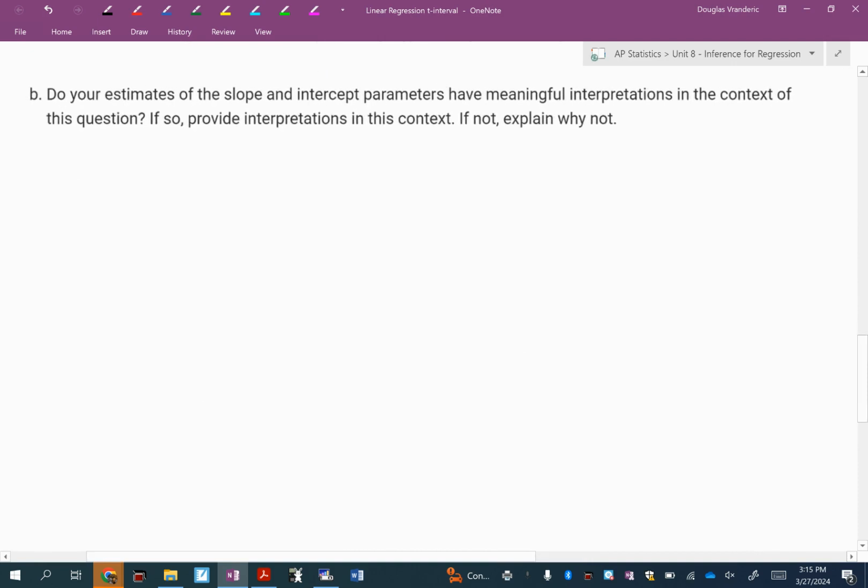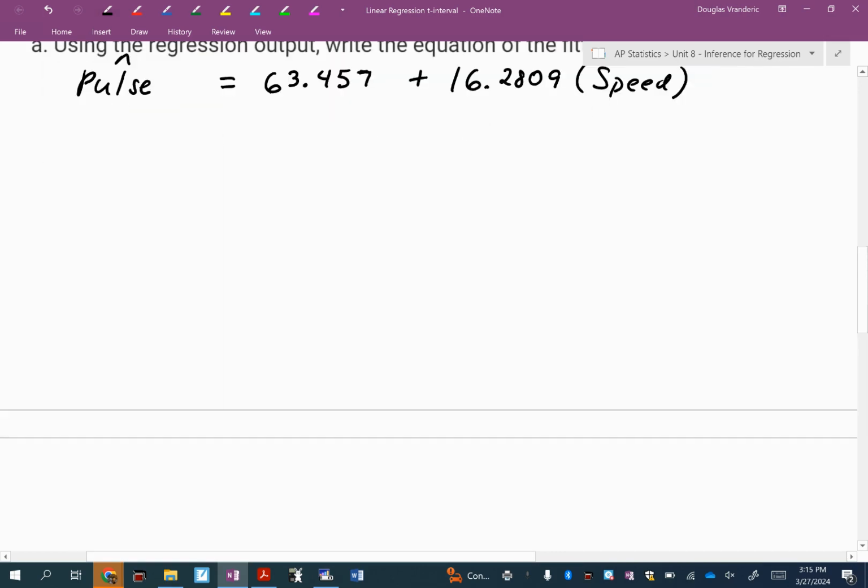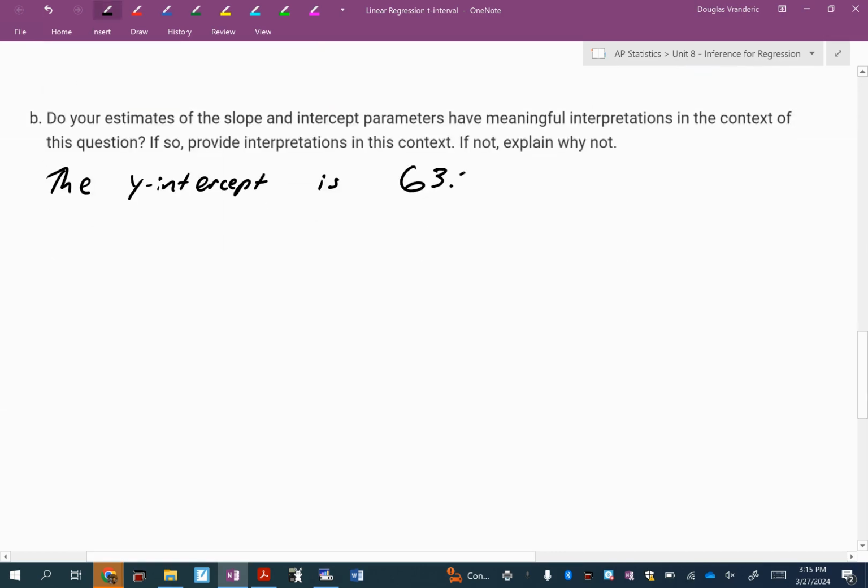Do your estimates of the slope and y-intercept have meaningful interpretations in the context of this question? If they do, provide the interpretations in this context. If not, explain why not. So let's start with the y-intercept. The y-intercept is, I think it was, I already forgot, 63.457. I'm just telling the AP reader, this is the y-intercept.